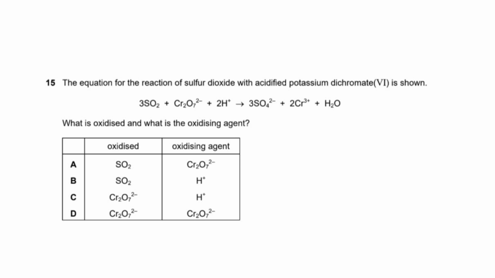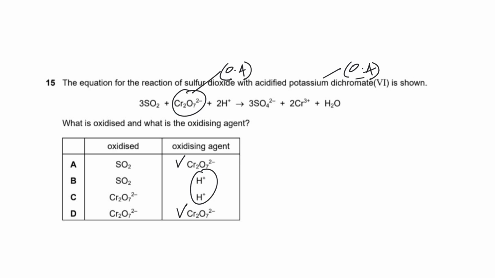So without further ado, let's just solve question 15. It says the equation for the reaction of sulfur dioxide with acidified potassium dichromate is shown. Now you know that acidified potassium dichromate is an oxidizing agent, right? And what do oxidizing agents do? They oxidize other substances, right? So this is the oxidizing agent. You should know this, right? So which of these is the oxidizing agent? It is potassium dichromate, not the hydrogen 1 plus ion.